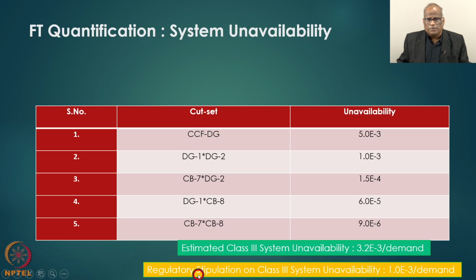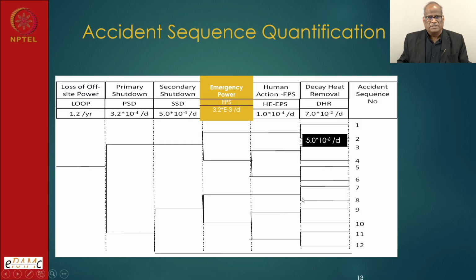Okay. Now the regulatory estimation for emergency power, or class 3 power, is 1 into 10⁻³. That means we are very close to this figure. So the message is that we have to improve this system, but it is not much away from the target value of 1 into 10⁻³. So this is one advantage.